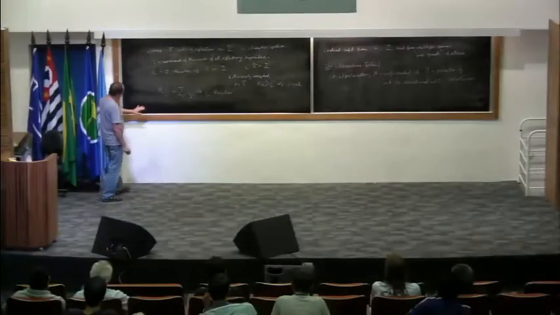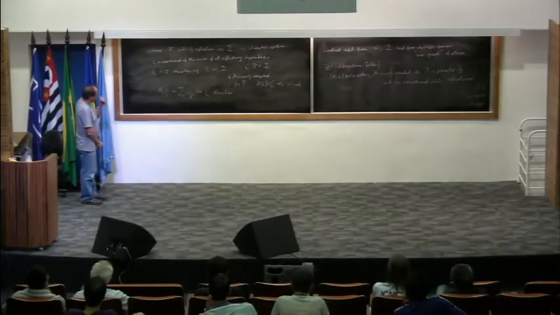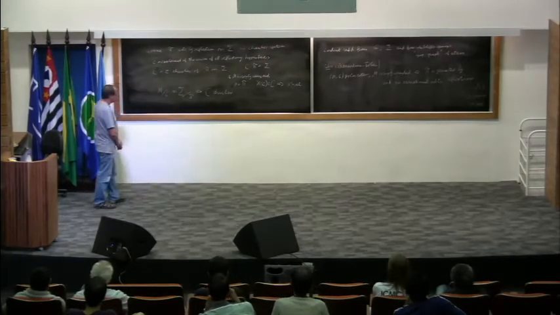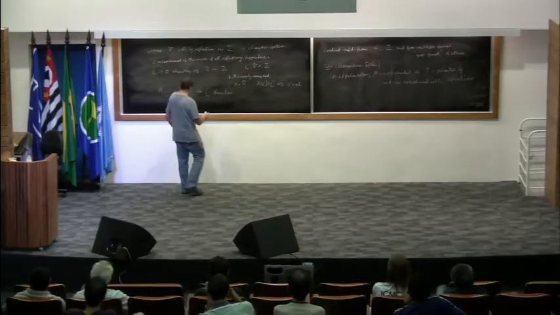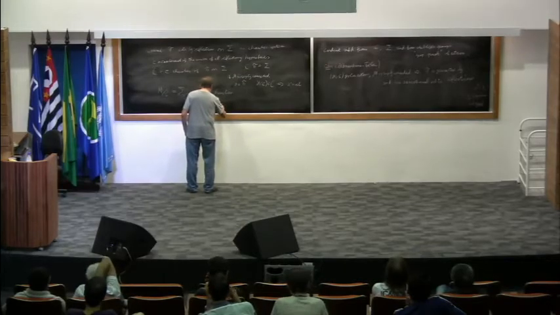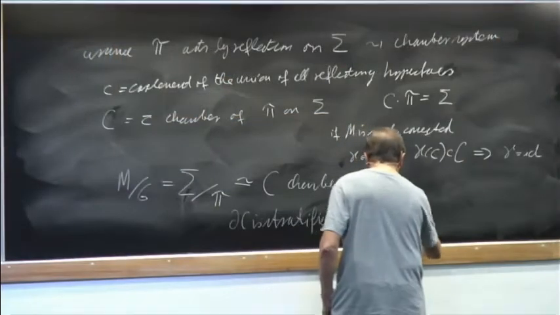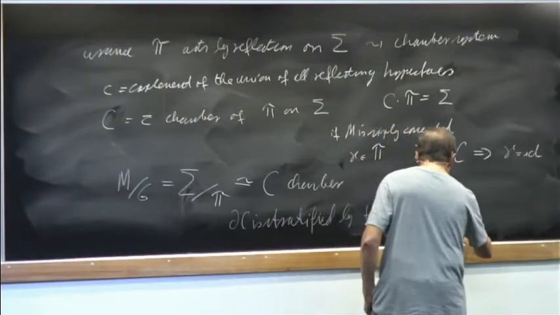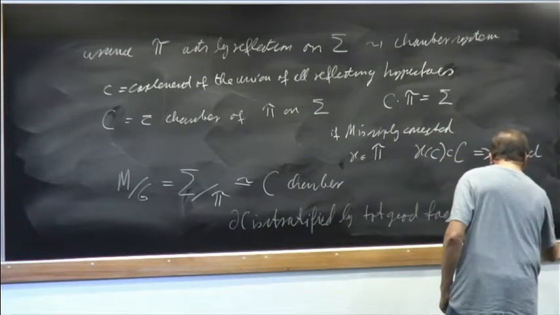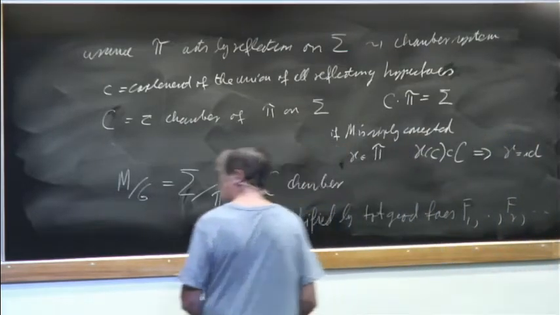So I can just visualize this quotient really as a nice chamber. It has lots of structure because it comes as the complement of the union of these totally geodesic hypersurfaces. So it means it's stratified. So the boundary of C is stratified by totally geodesic faces, say F_i, possibly infinitely many, and the intersections also, of course.